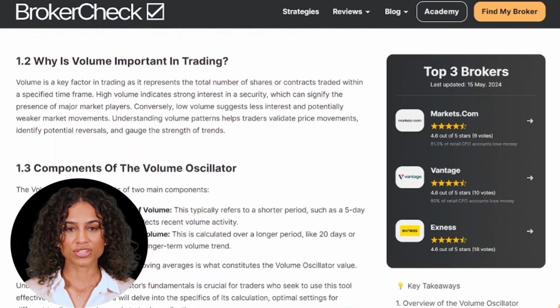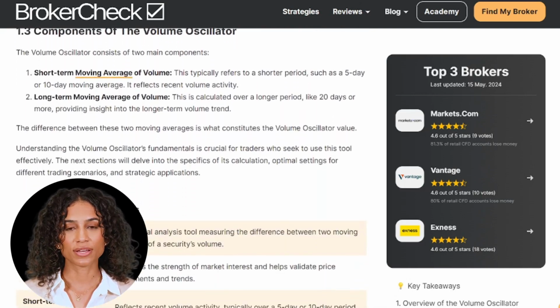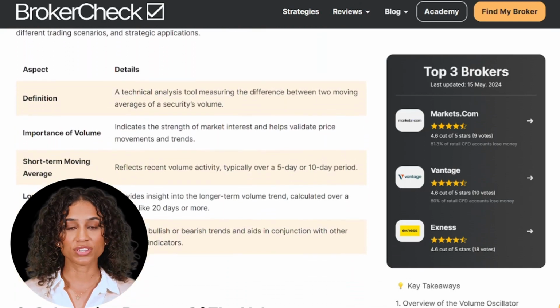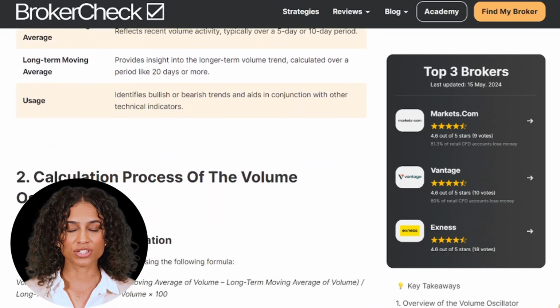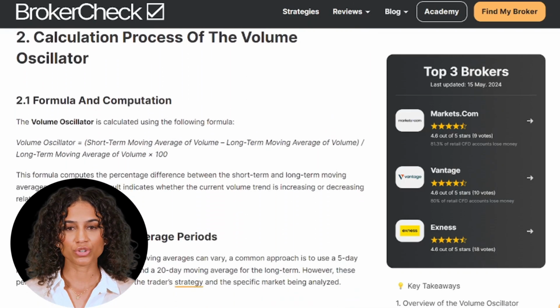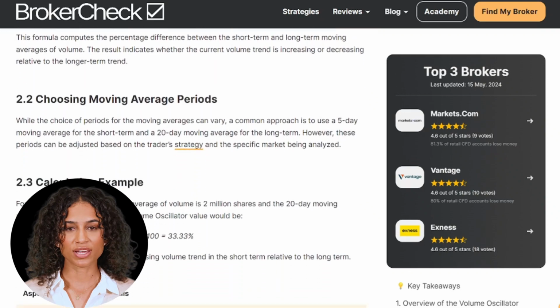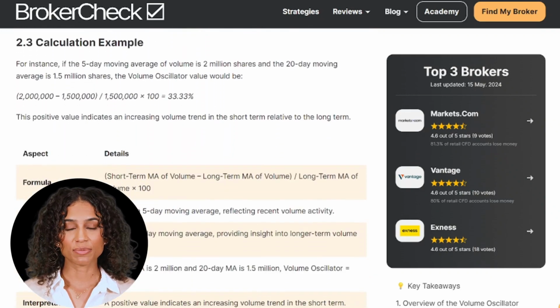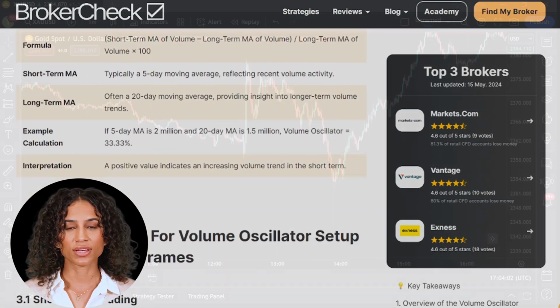First, let's understand what the volume oscillator is. This technical analysis tool measures the difference between two moving averages of a security's volume. By comparing short-term and long-term volume trends, traders can gain critical insights into market momentum and sentiment.